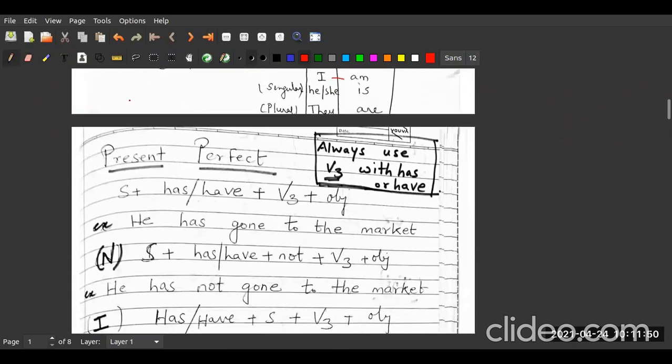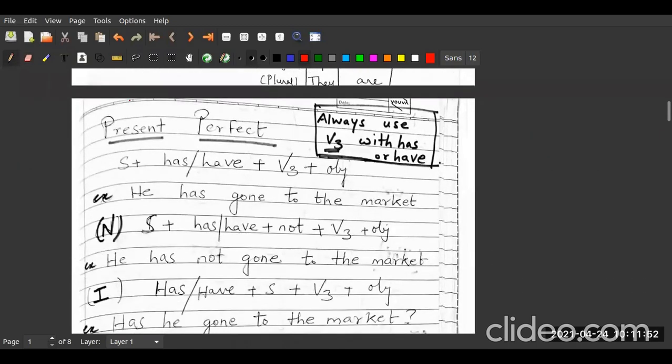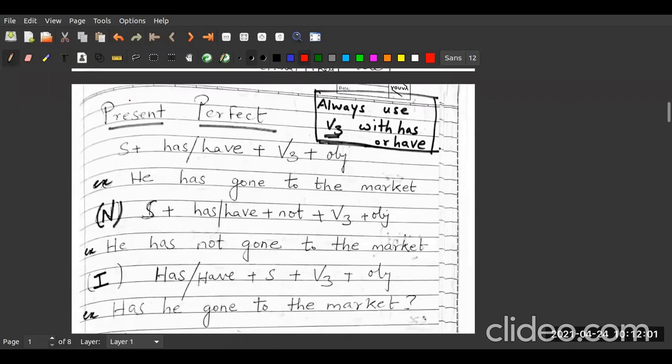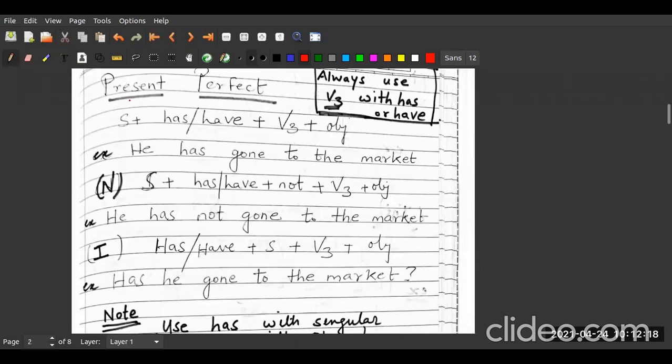Then present perfect. Present perfect is subject plus has, have plus V3. So what you have to remember, you always have to use the V3 with has or have. Subject plus has, have. Always use V3 with has, have plus V3. He has gone to the market. Can you write he has went to the market?